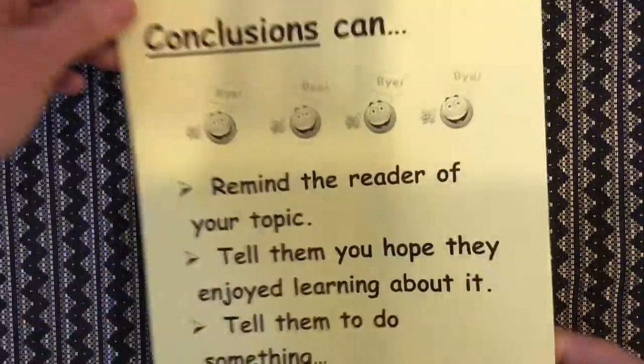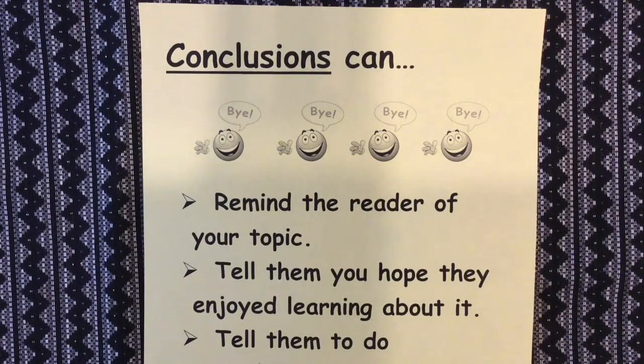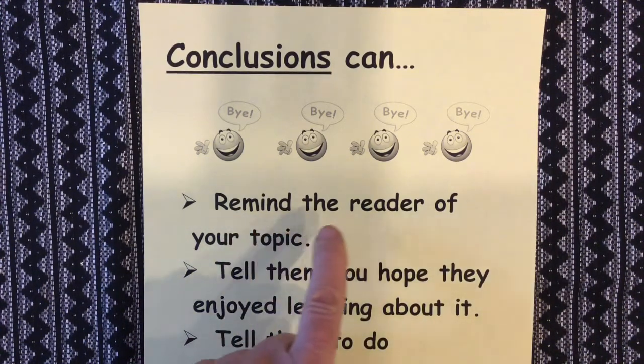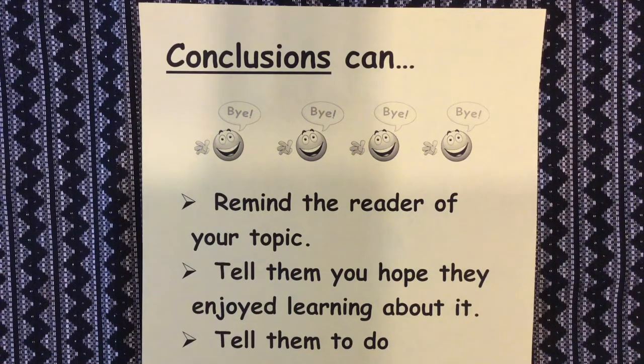Yesterday, we started learning about conclusions. A conclusion is something that comes at the end of your book. It's a way of saying goodbye to your reader, but also making sure that they remember what you were teaching them about. So remember, the first thing in your conclusion is remind the reader of your topic. You just want to remind them what you were teaching them about.